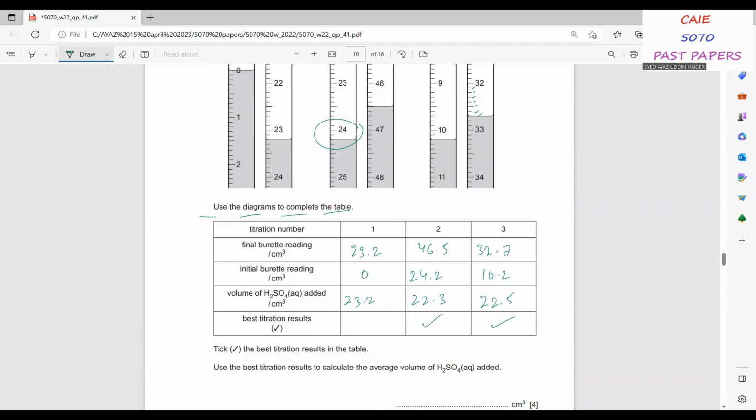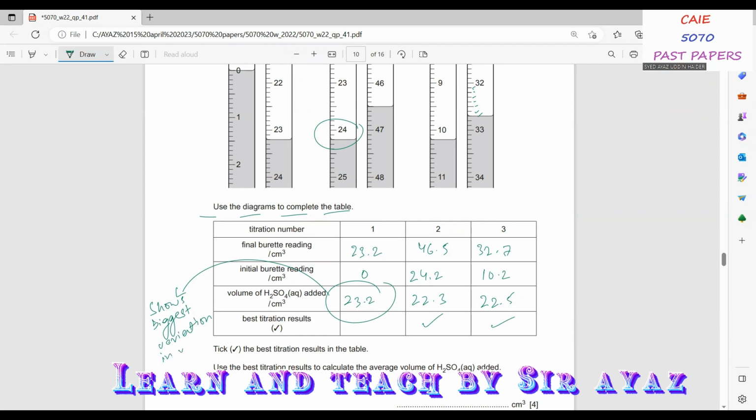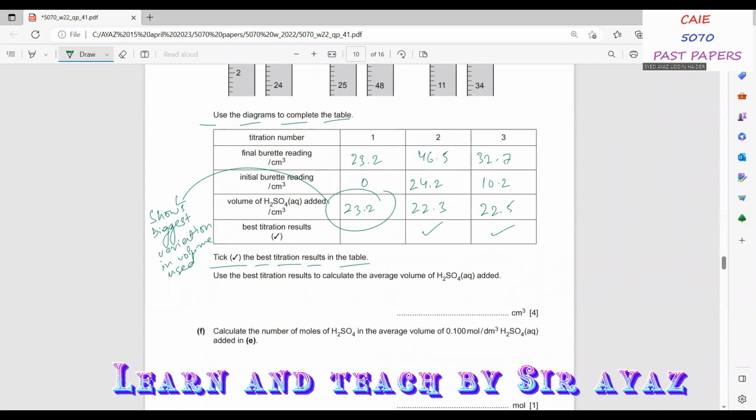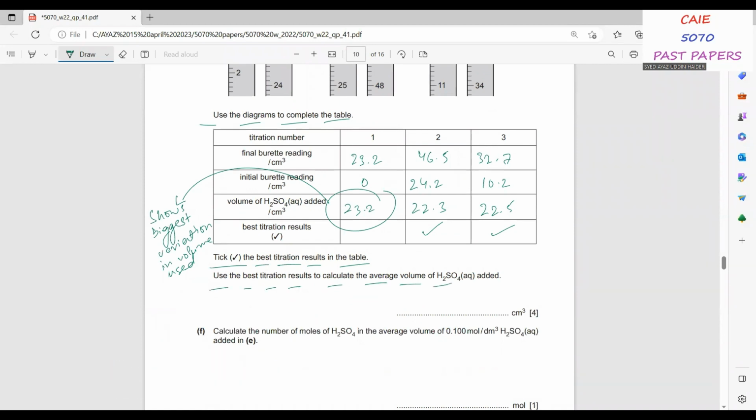22.3 and 22.5 are the best results. The reason is that 23.2 shows the biggest variation in volume used. Tick the best titration results in the table. We are already done.